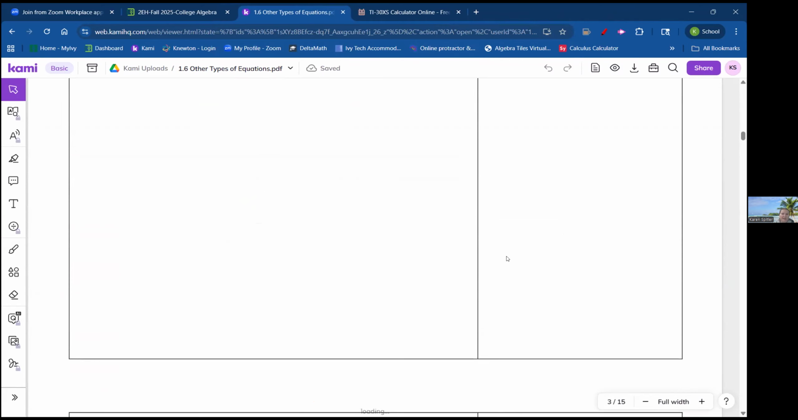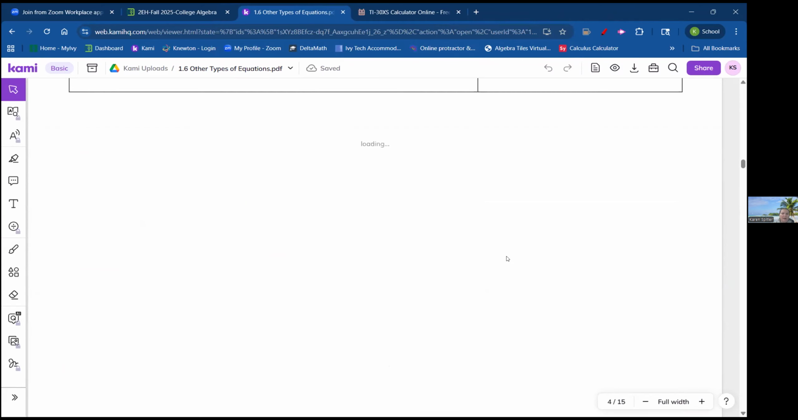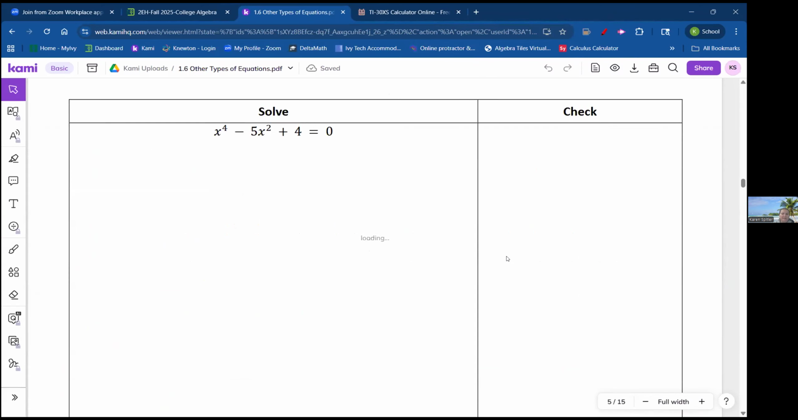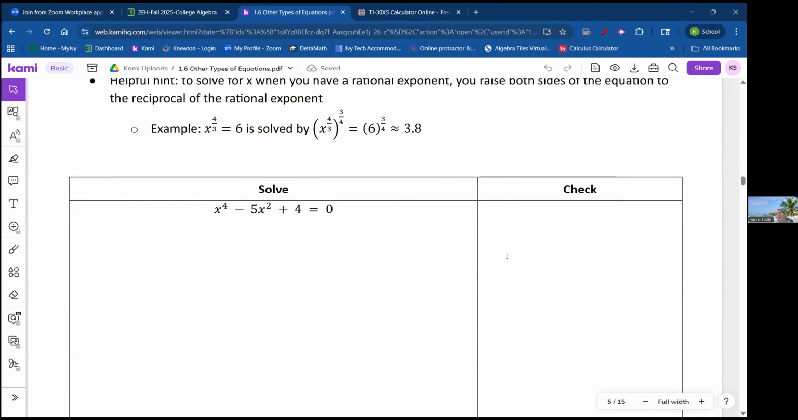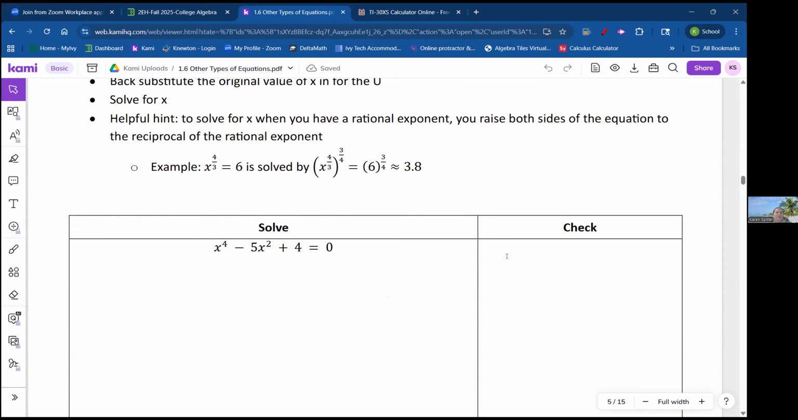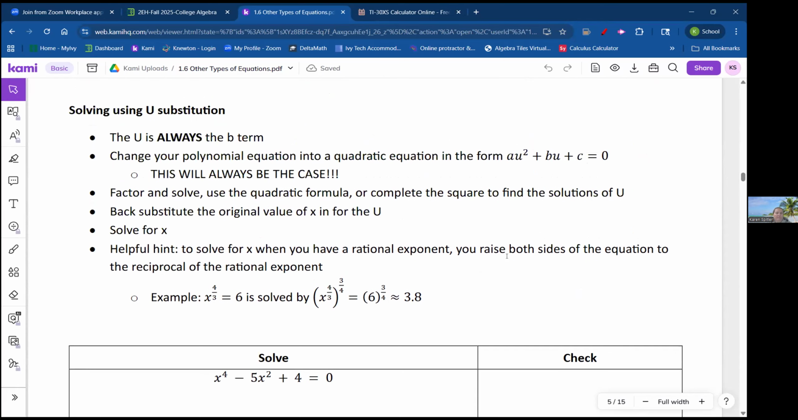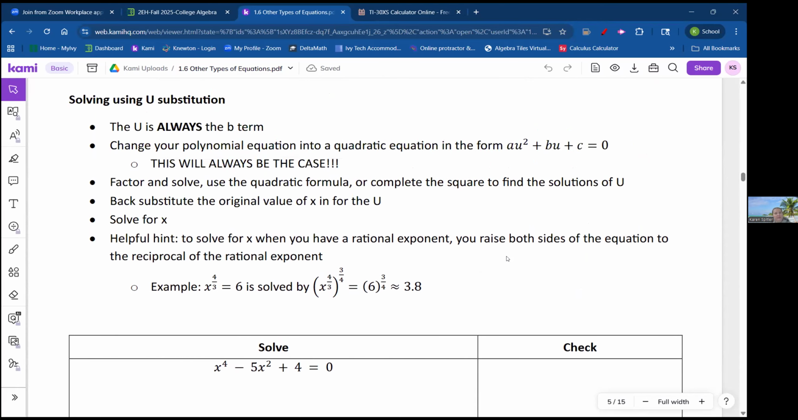I want to hit some highlights here. And the reason I want to hit these highlights is because you're getting ready to have a quiz over this, right? This is going to be on the quiz on Thursday. Okay, so the quiz on Thursday covers this problem called U substitution.